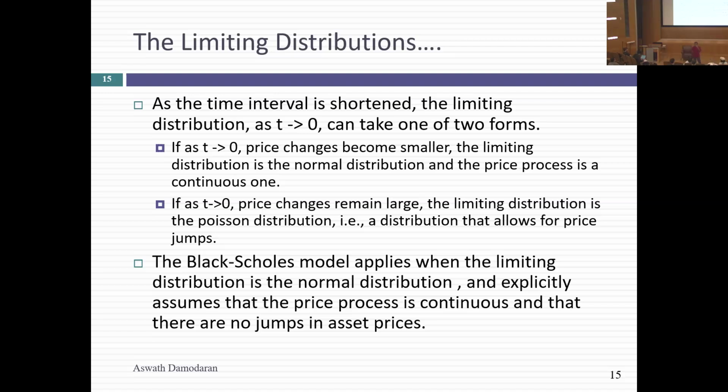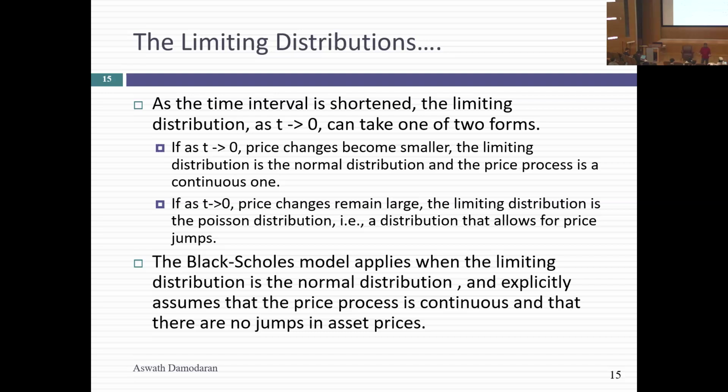If as t gets smaller, price changes also get smaller, it's called a continuous price distribution. The Black-Scholes model is a limiting case of the binomial if prices move continuously. What does it mean when prices move continuously? In a continuous price world, here's how you get from $30 to $50. You go 30, 30.01, 30.02, 30.03. There's no jumps. You go gradually. It's a little impractical, right?